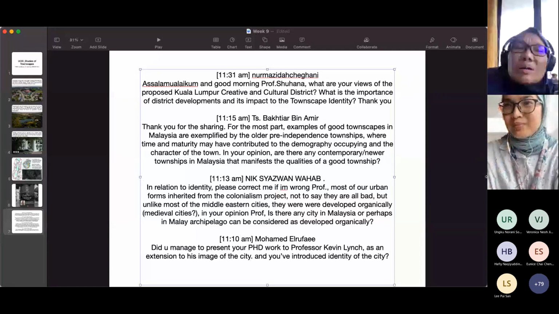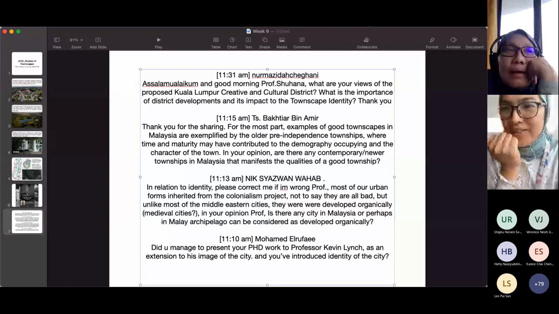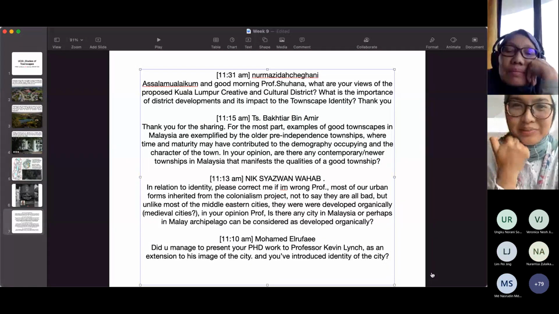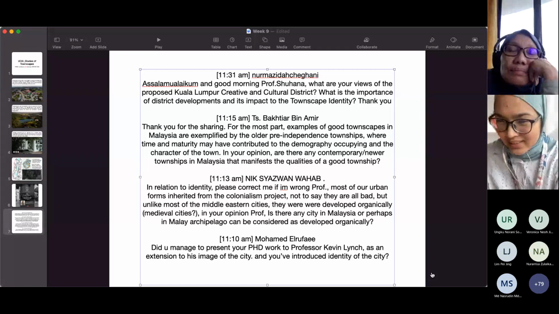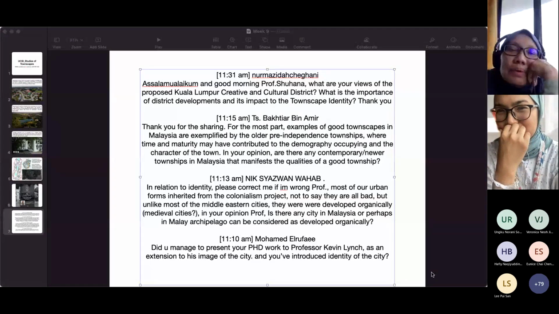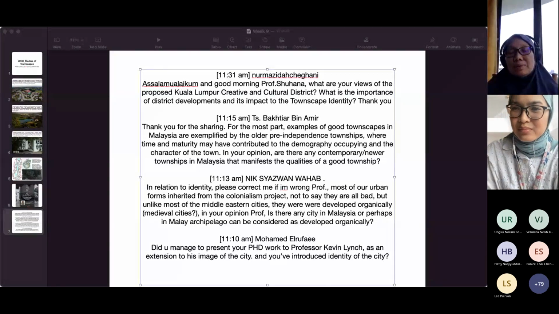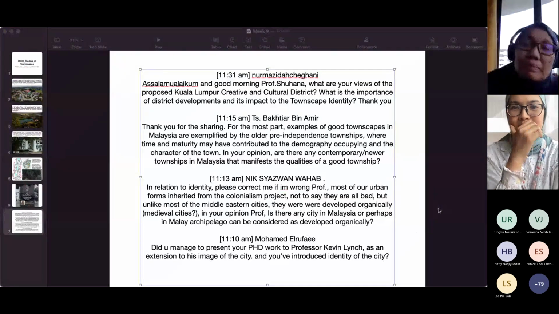Is there a new KL Creative and Cultural District proposal? I've heard before in the past that there is, by Think City. Okay, I'm not aware of their detailed proposal, but what's important is district. The development of district is important in the way we design our city, because district is one of the components that creates a clear image of the place.